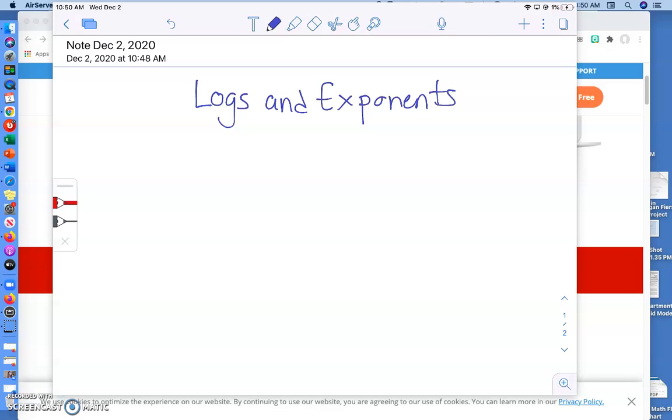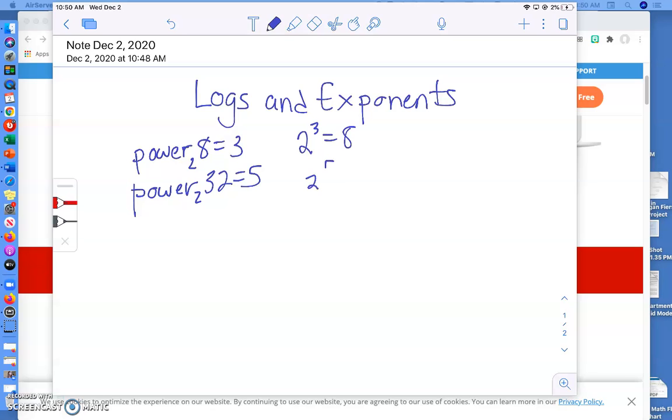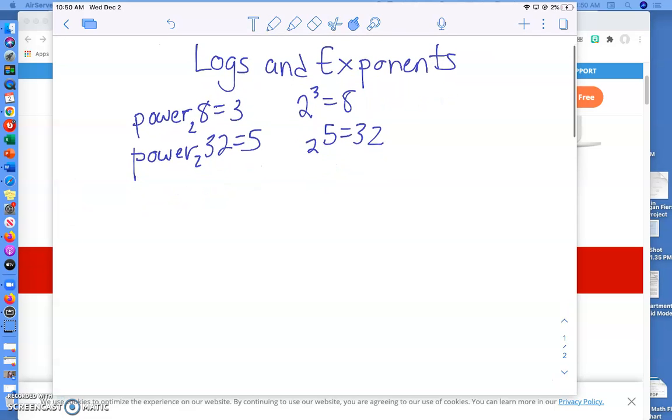And you guys saw that from the previous screen. You recognized a lot of the patterns. So when you saw log base 2 of 8 equals 3, and log base 2 of 32 equals 5, you recognized that these were exponents rewritten, that 2 to the third equals 8, 2 to the fifth equals 32. And that's what a log is. It's an exponent that is rewritten.